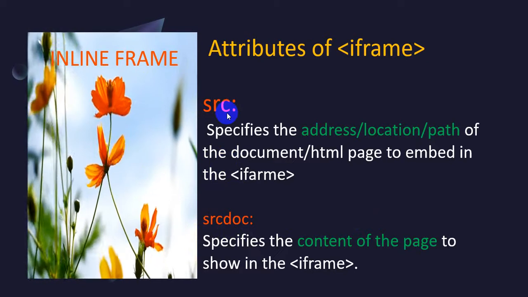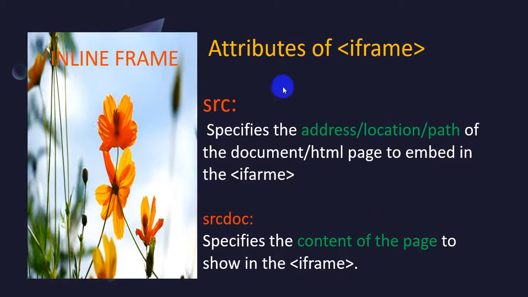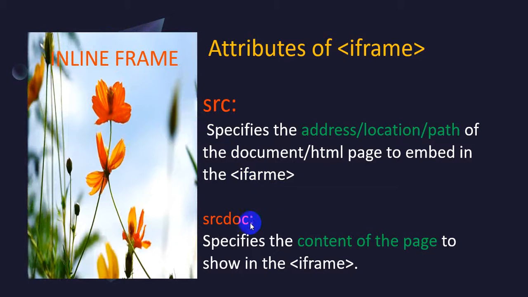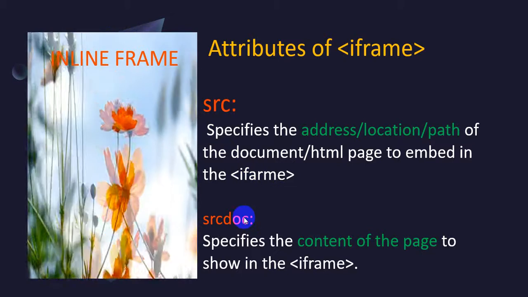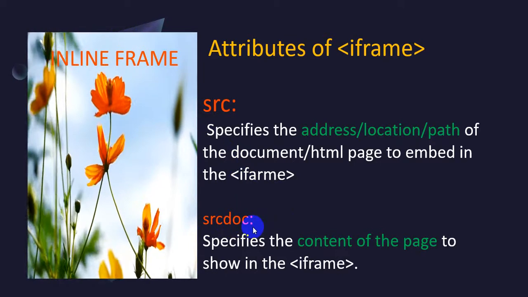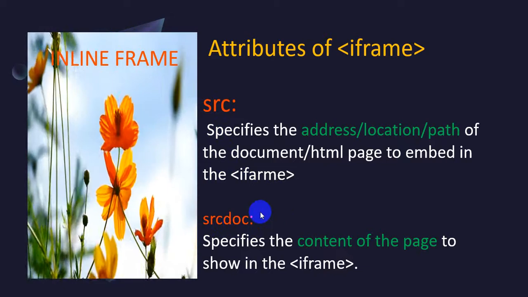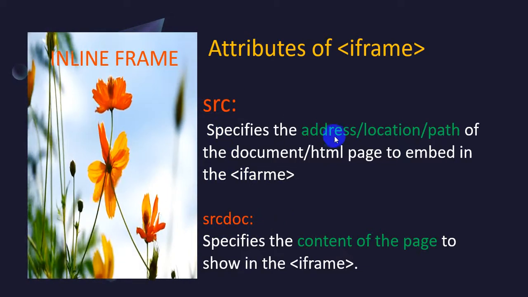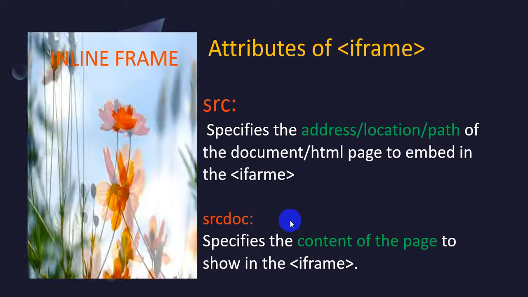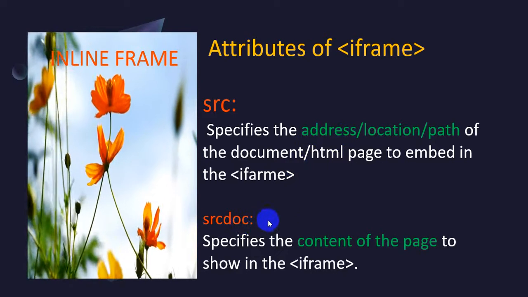By using src, you can embed an HTML page, and that HTML page will display as an inline frame. But if you want to display your own content, that means your own message, you have to write that message as the value of the srcdoc attribute. Again, I will show you live in the coding section. Just try to remember this: src is used to insert the address of the page which you want to embed, and srcdoc is used if you want to insert a message instead of a page.